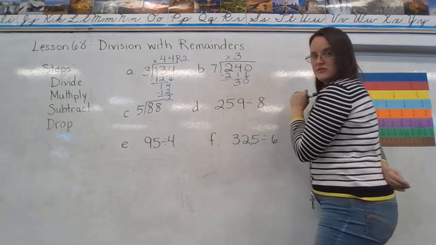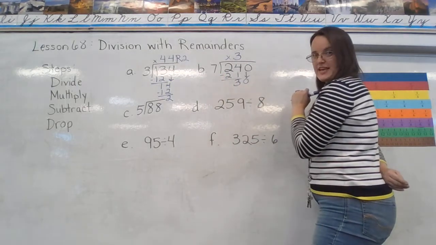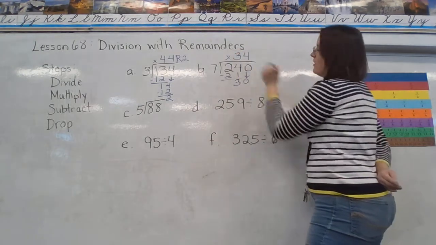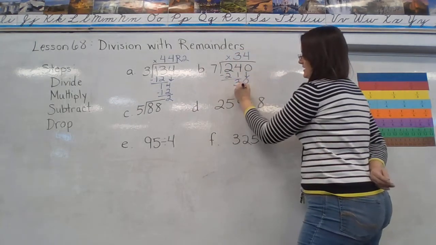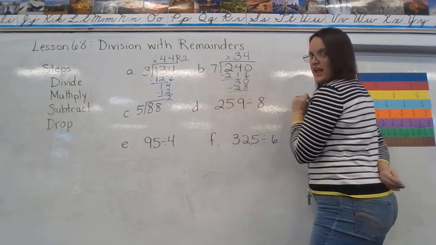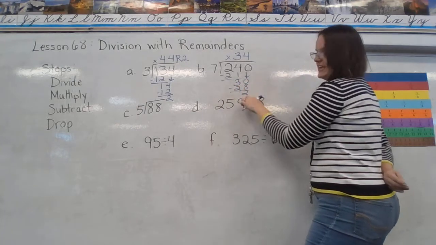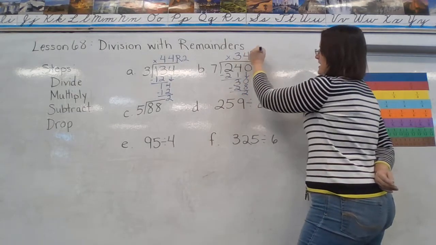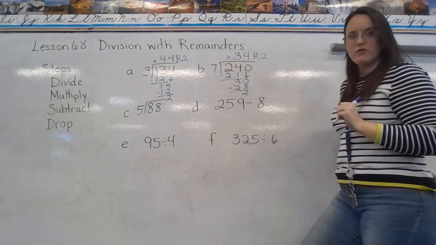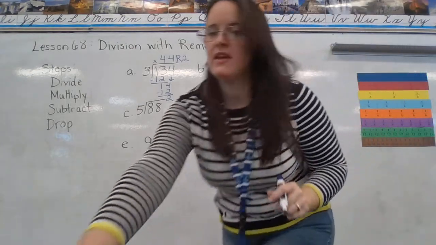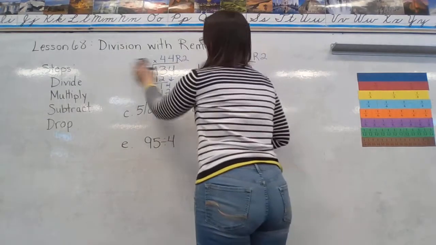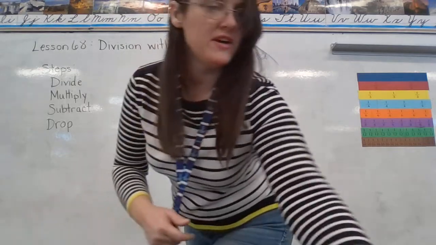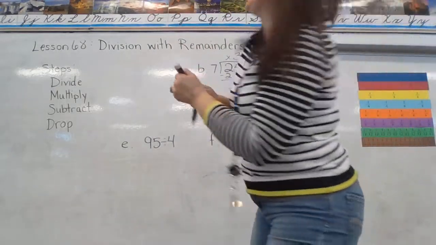Does 7 go into 30? Yes. How many times? You should have said 4. 4 times 7 is 28. Subtract. We get 2. There's nothing more to drop, so this number becomes our remainder for an answer of 34, remainder 2. Okay, I am going to erase this one so that we can look at C here. And it was 88 divided by 5.